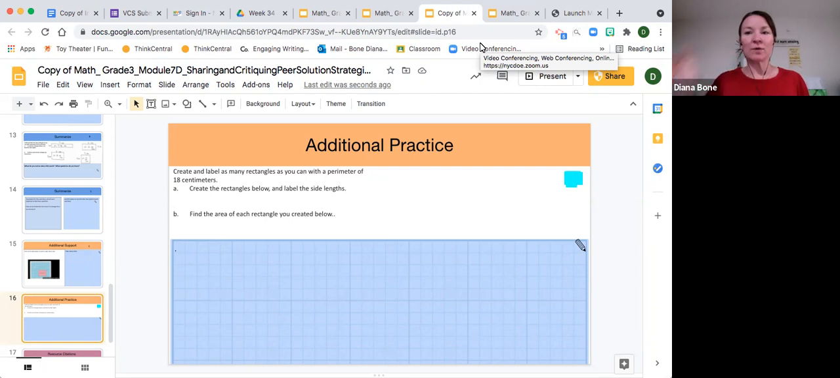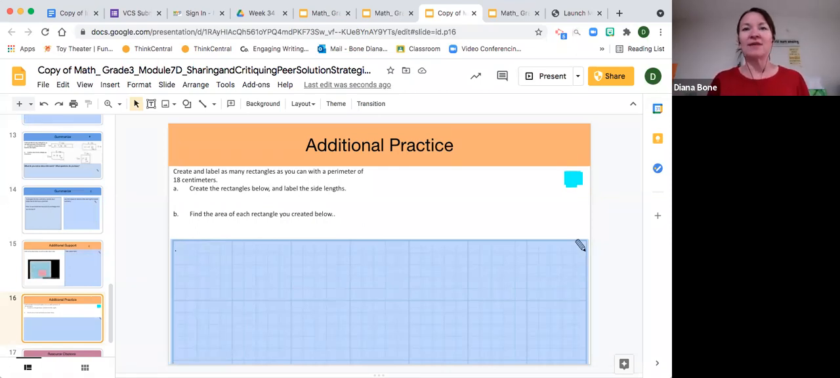And today you are working on the coolest activity, let me tell you. And it's super easy because there's shapes on Google Slides that you get to just insert on your slide. So I'm going to walk you through the additional practice on your activity today with your learning goal of constructing rectangles with a given perimeter, okay?